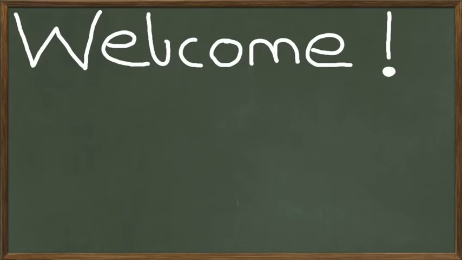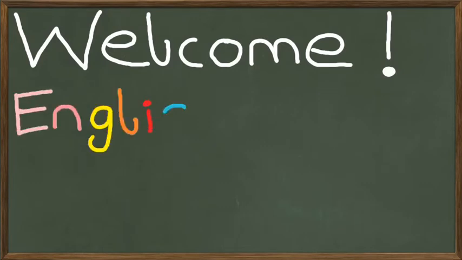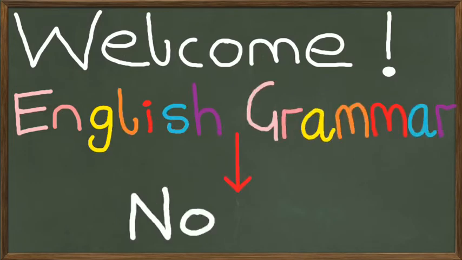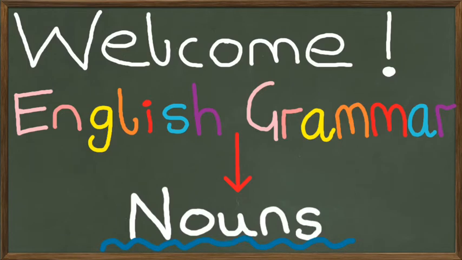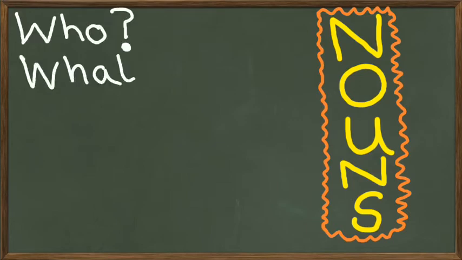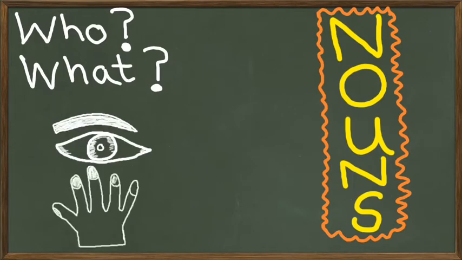Today we will be exploring colorful words in English grammar that are called nouns. A noun tells us who or what is being talked about in a sentence. Anything you can see or touch is a noun.